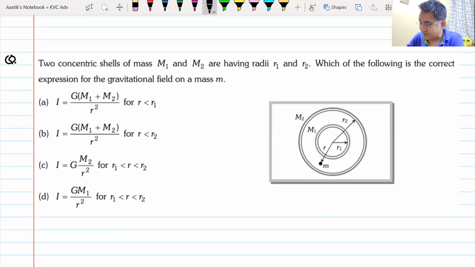Question number 6 or 7, whatever it is. Two concentric shells of mass m1 and m2 are having radii r1 and r2. Which of the following is the correct expression for gravitational field on the mass m? Small mass m is hanging somewhere. What is the value of gravitational field on the mass m? I wait for your answers patiently.